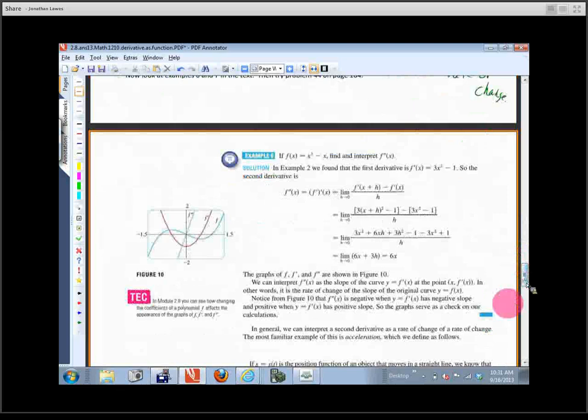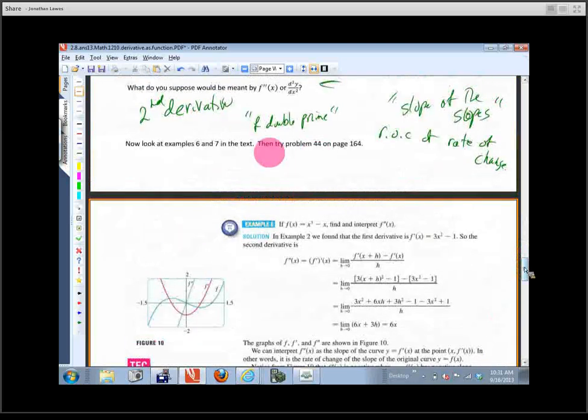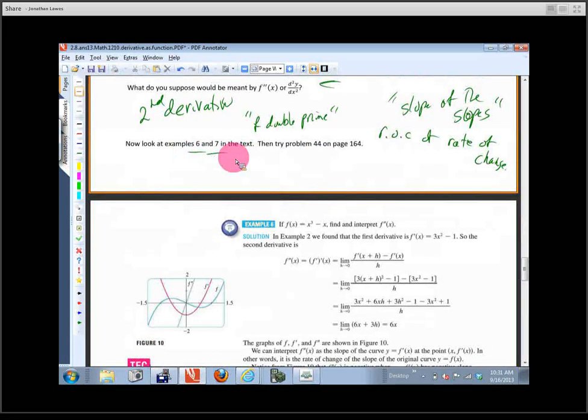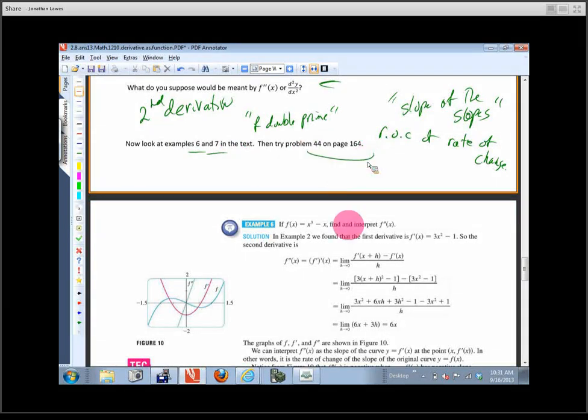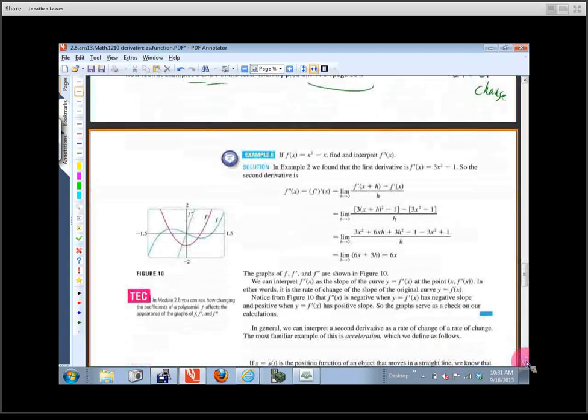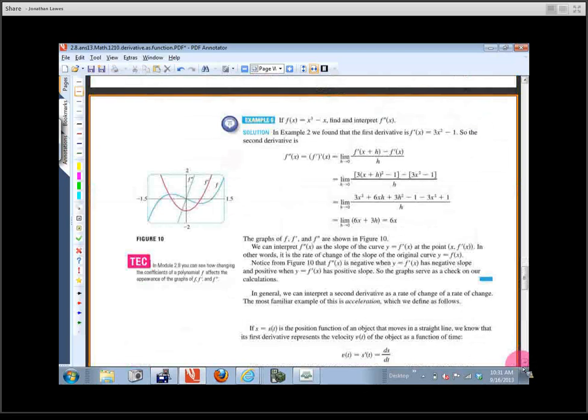So here's what we've got left. I'd like to take a look at examples 6 and 7 in the textbook. And then I'd like to try problem number 44. It's actually in the section. So let's run through and take a look at this. I just want to point out these things right here.